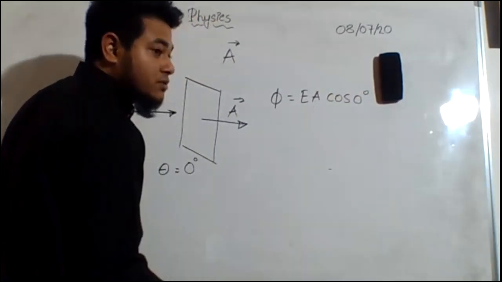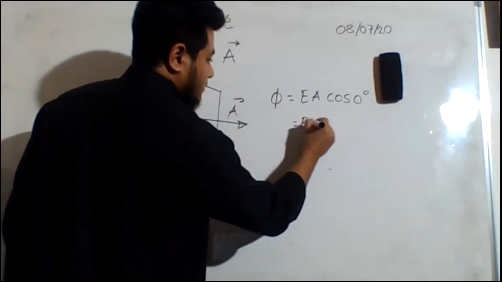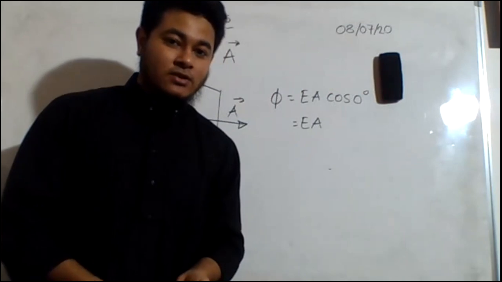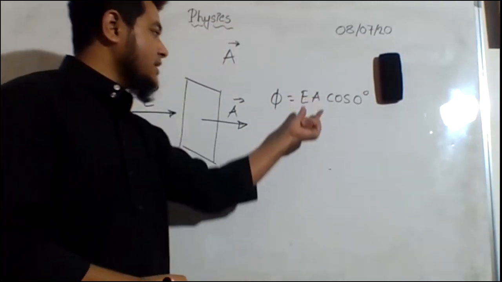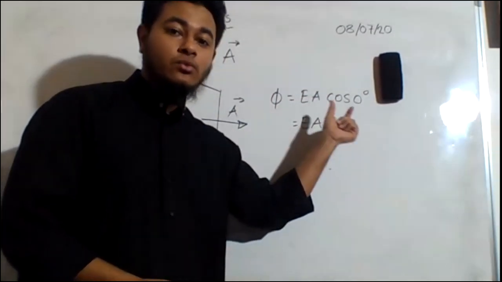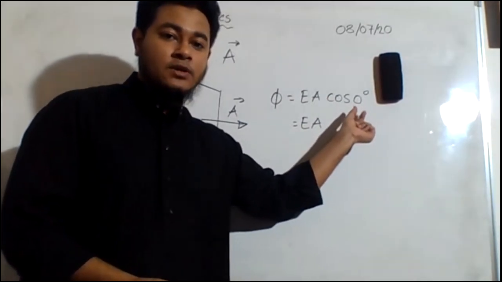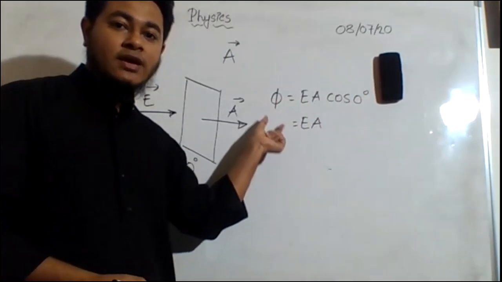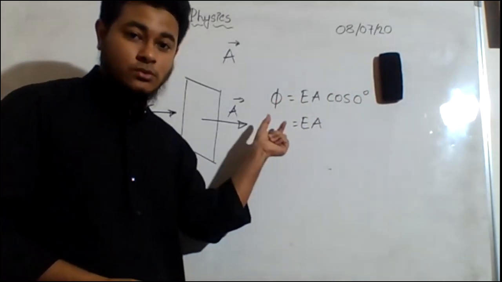The value of cos 0 degrees is 1. So phi will be equal to EA. This is the maximum value. Why? Because EA is fixed, right? The value that we can change is the angle theta. So when cos theta has its maximum value, that time only phi will have its maximum value. The flux will be maximum.